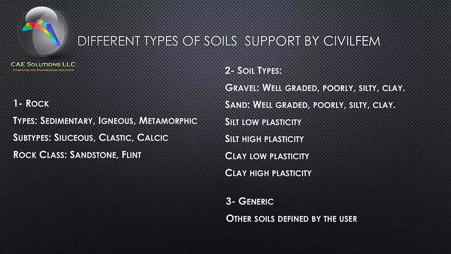The soil types will be, for the gravel class, well graded, poorly graded, silty, clay. The sand type will be well graded, poorly graded, silty, and clay. Silt low plasticity, silt high plasticity, clay low plasticity, and clay high plasticity. CivilFEM also allows the user to have other types, user defined or generic, and the user has the option to define it based on known data from, say, building codes.